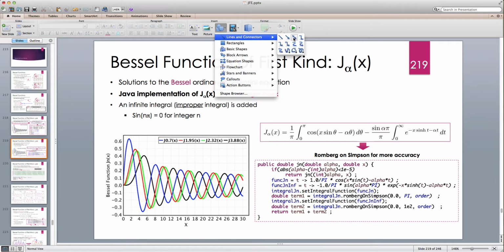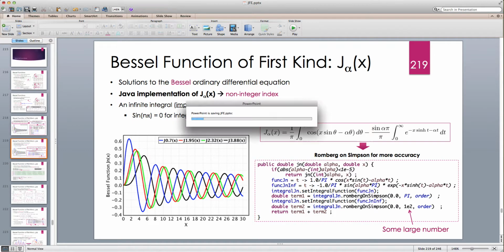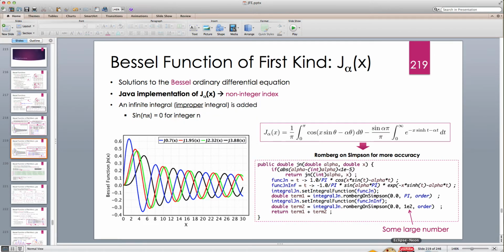So we cannot have infinity here. So this is basically some large number, and we have to decide what number to use, right? But in general, this is just some large number with some order. And then when we calculate them, we add them together, all right? That gives us a relatively good approximation of j alpha of x when alpha is not an integer. And here I'm plotting four Bessel functions, j 0.07, 1.95, 2.32, and 3.88, all right? So let's head to Eclipse and look at the convergence.